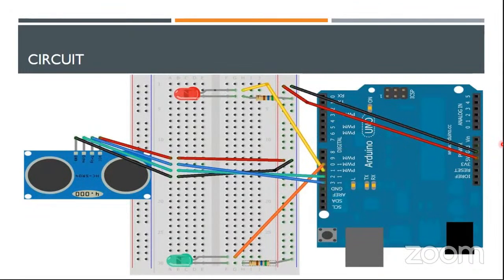This is the circuit diagram. First I will explain the circuit diagram. The ultrasonic sensor has four pins, and I will explain how it works. We have a ground, a VCC, a trigger, and an echo.